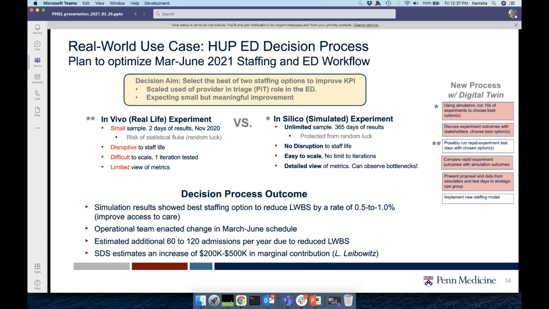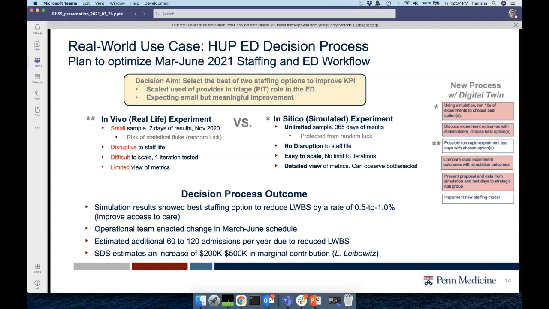So we've used this a number of times in real life. The autumn and winter were challenging for us. Coronavirus was kind of on the downslope. Normal hospital operations were on the upslope. For many complicated reasons, we noticed that our left without being seen rates were starting to creep up, which again threatens those principles of access to care. So we decided we wanted to do some experiments to see if we could drop those left without being seen rates back down. We ran 7 or 8 experiments in the digital twin.